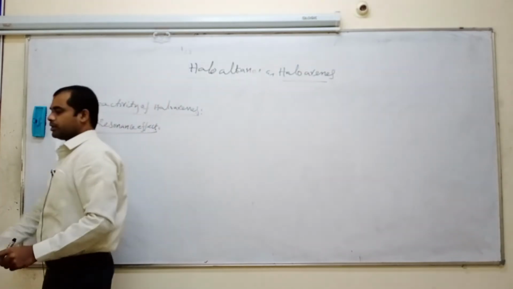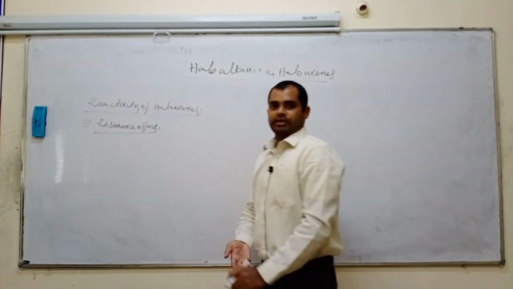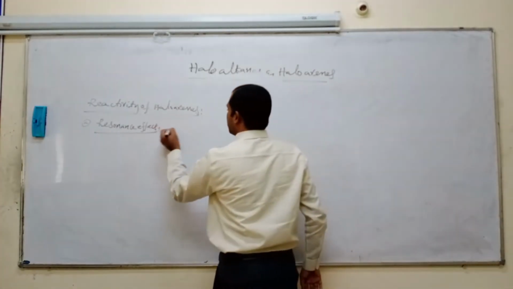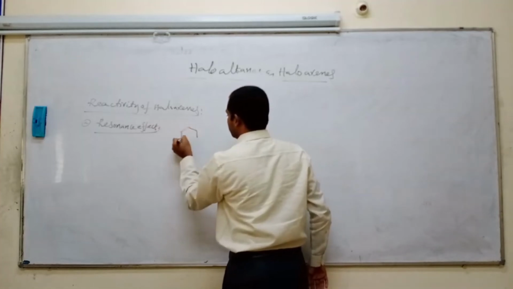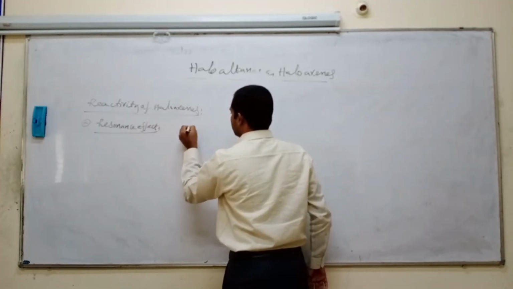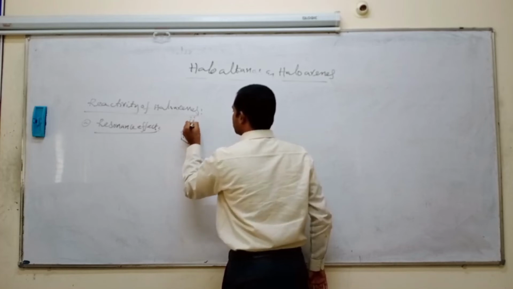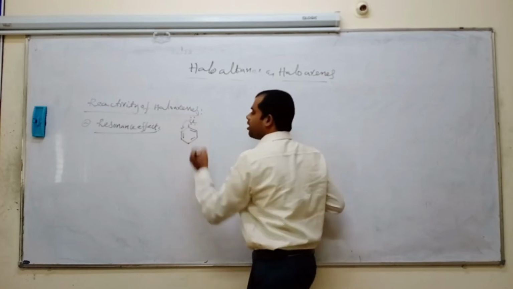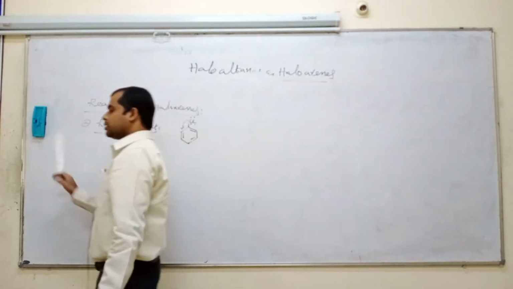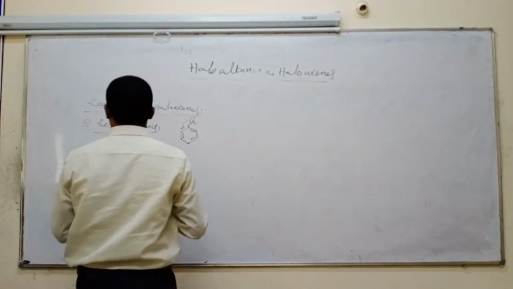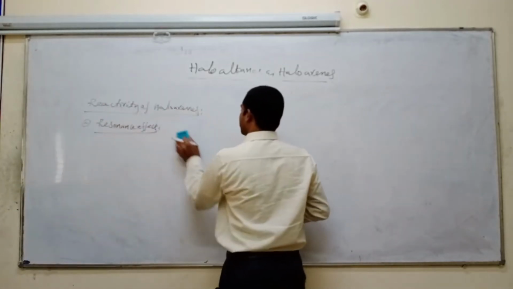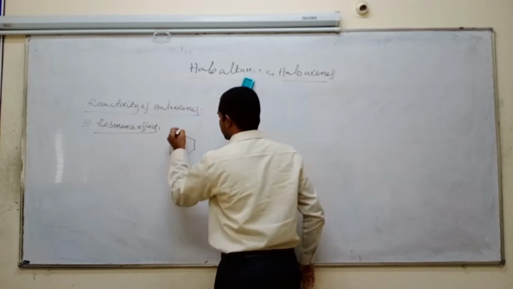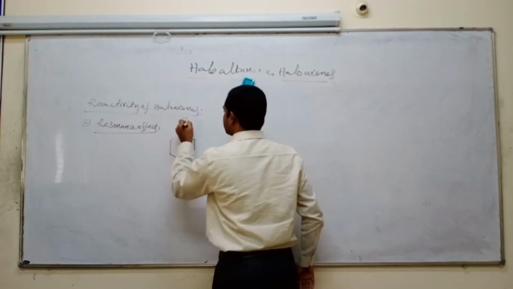What is the resonance effect? Let us see. Haloarenes easily undergo resonance. For example, take chlorobenzene. This is the halogen, and its lone pair is there. This lone pair of electrons is in conjugation with pi bonds. A benzene ring containing a halogen is called a haloarene.